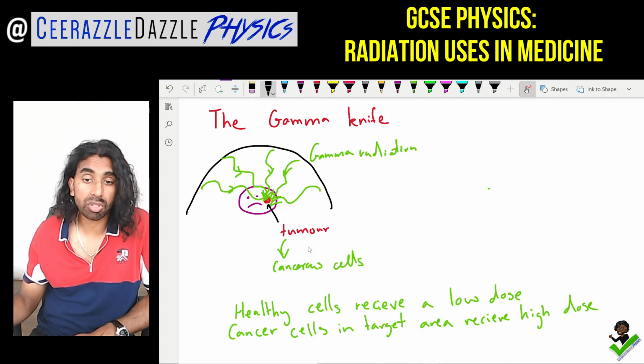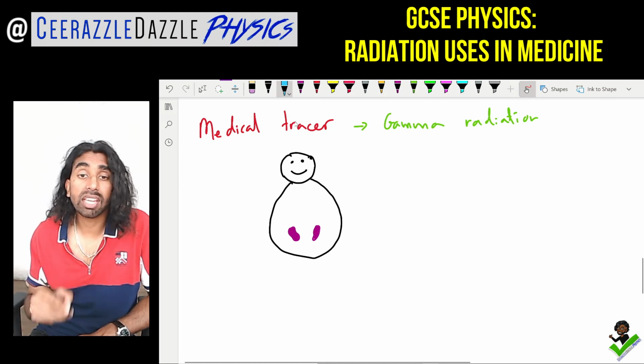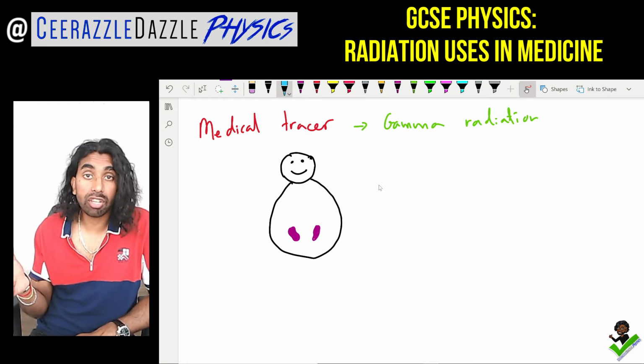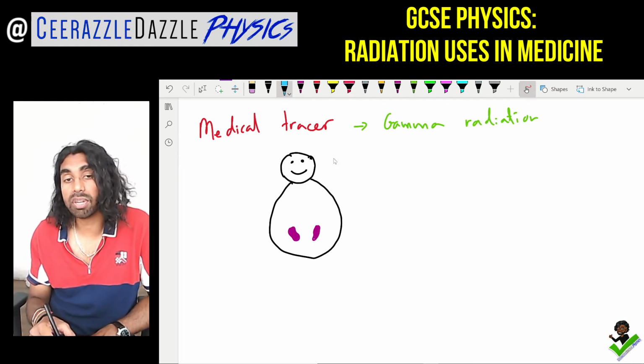There's one more, guys, which is a bit more interesting. Let's talk about the medical tracer now. So here is the medical tracer. Sometimes, guys, we might actually need a patient to ingest a radioactive source. So we need to put a radioactive source within a patient, and you'll see the reason why in a minute.